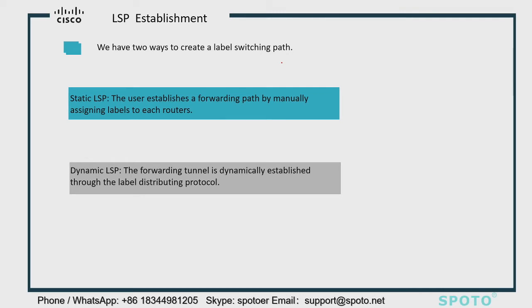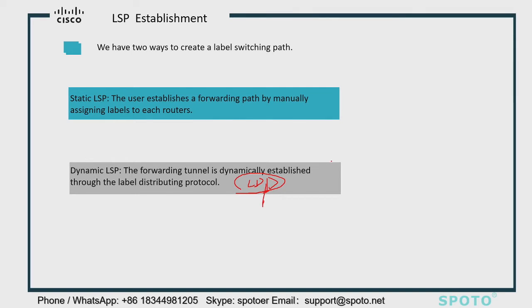So next one is the dynamic RSP. It means the forwarding tunnel is dynamically established through the label distributing protocol. So this protocol is most widely used in the MPLS. It's called the LDP protocol. That's the shortcut of the label distributing protocol. So we have these two ways, and for the SPOTO's next sharing class, we will tell you about the LDP protocol, for the next SPOTO live class.